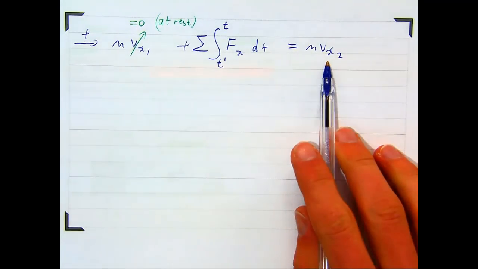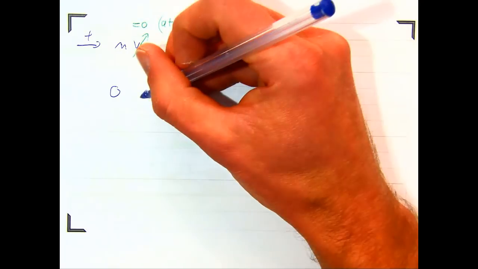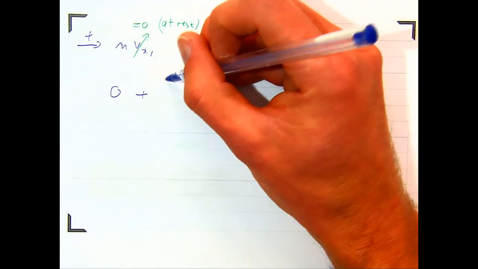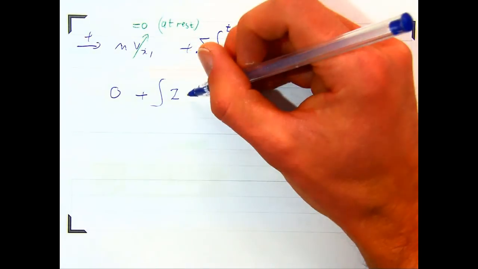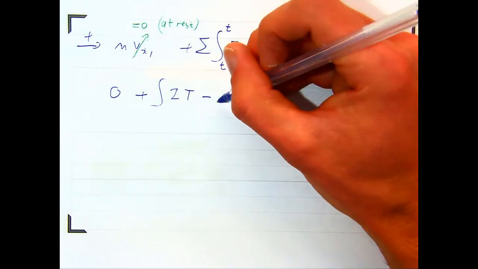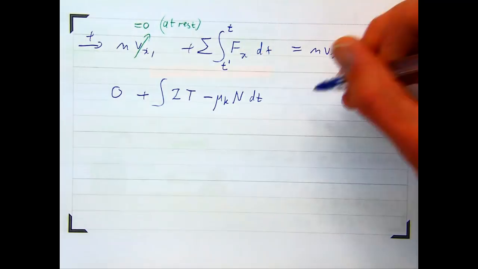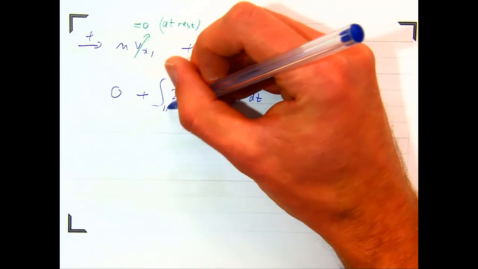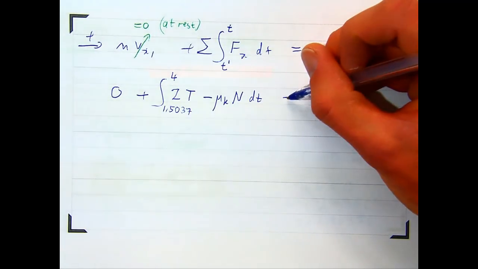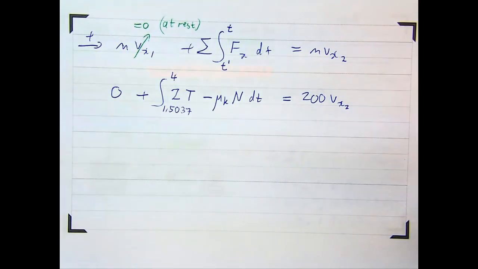And it is this velocity that we want to find. So we have 0 as the initial momentum, and the forces would be the 2t acting to the right, minus the friction, which is now the kinetic friction once it is in motion, so minus mu k n dt, and we integrate this from 1.5037 seconds to 4 seconds, which is equal to the mass times the final velocity of the crate.